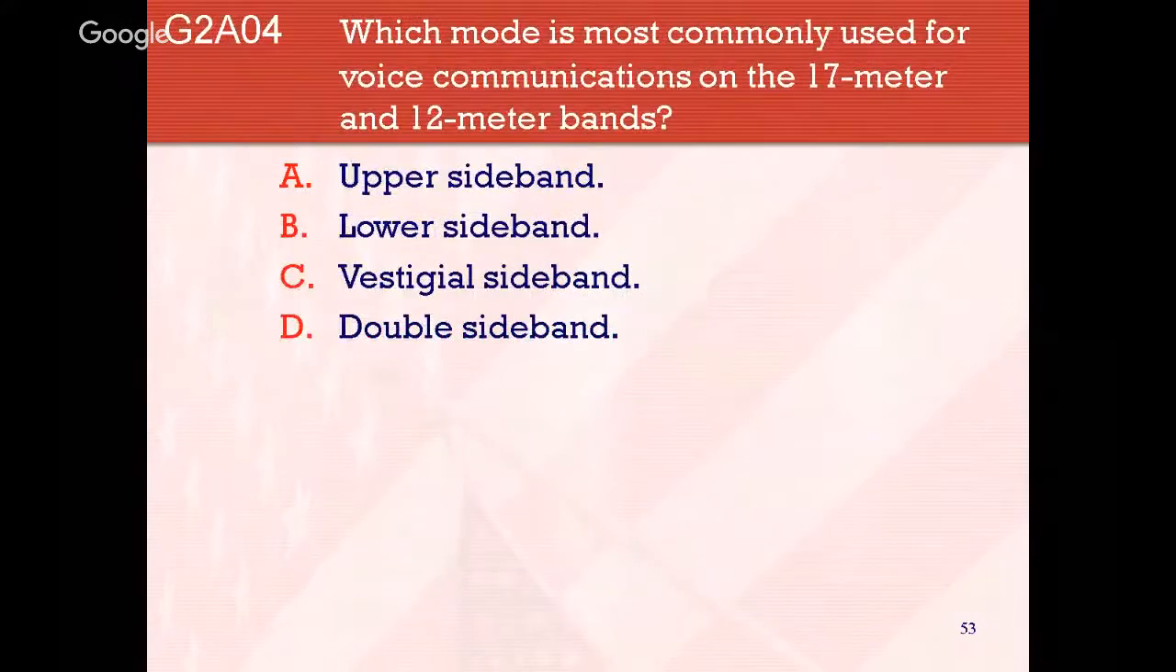So which mode is most commonly used for voice communications on the 17-meter and 12-meter bands? Again, this is all part of that 20 meters and up thing. So you're using upper sideband for 12 and 17 meters. Most radios, again, will automatically switch to the proper sideband when you switch bands.